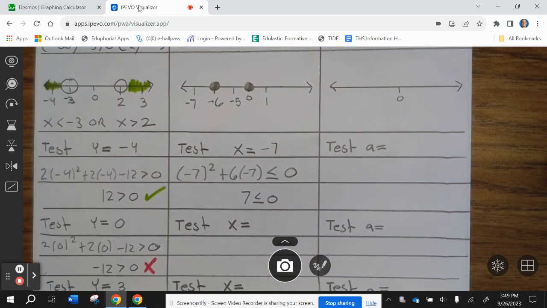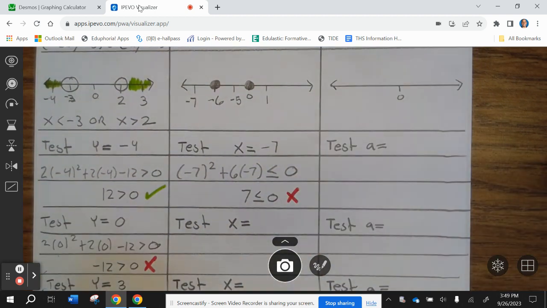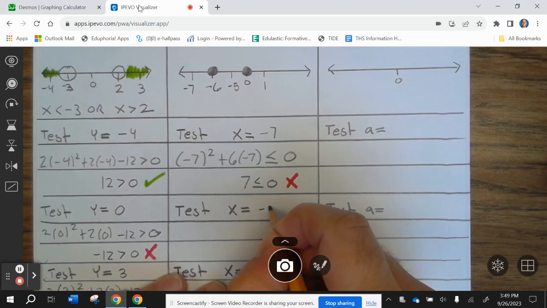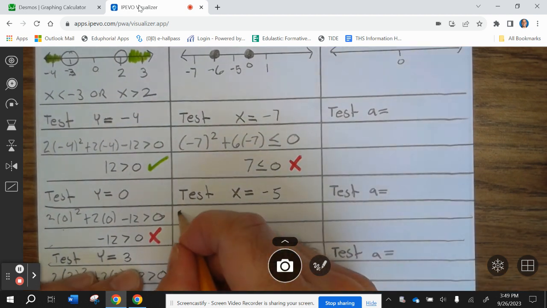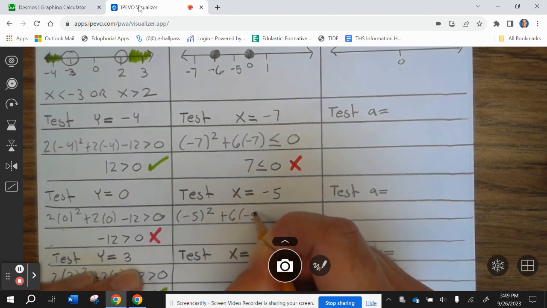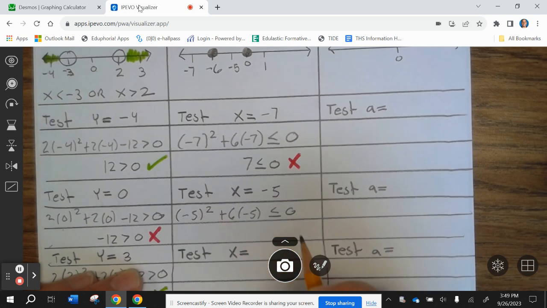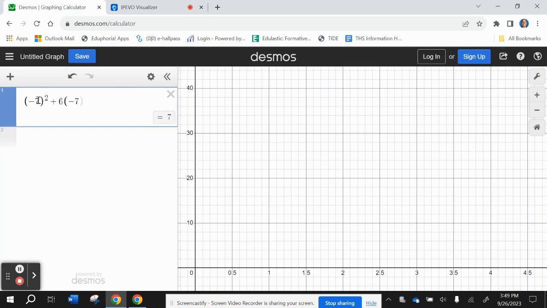Okay, that is false, so we don't shade there. So now let's try negative 5. Okay, so negative 5 squared plus 6 times negative 5 less than or equal to 0. Okay, so all I have to do is change these to 5.